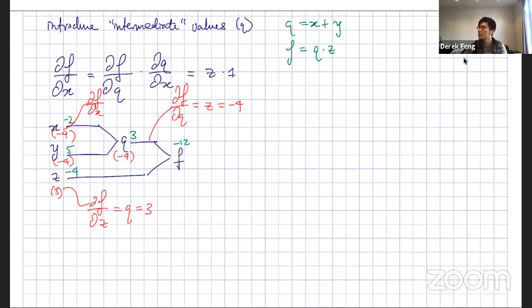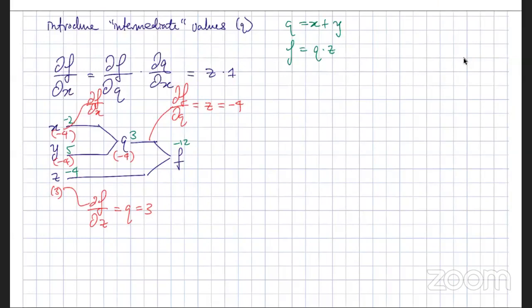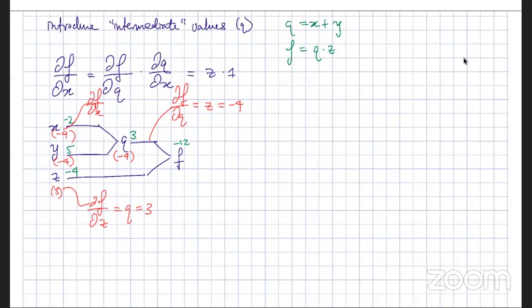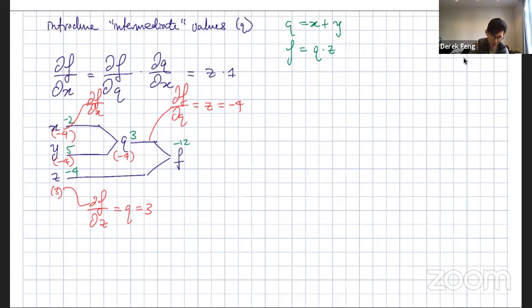I was wondering, where did you use the chain rule term? Because we have df dq, and then we should have dq dx to get df dx, right? But you just did -4 and -4. Yeah, sorry, because dq dx is just 1 anyway. Oh, right, that makes sense. So it's just 1, which is why it's the same thing. I should have been clear about that.